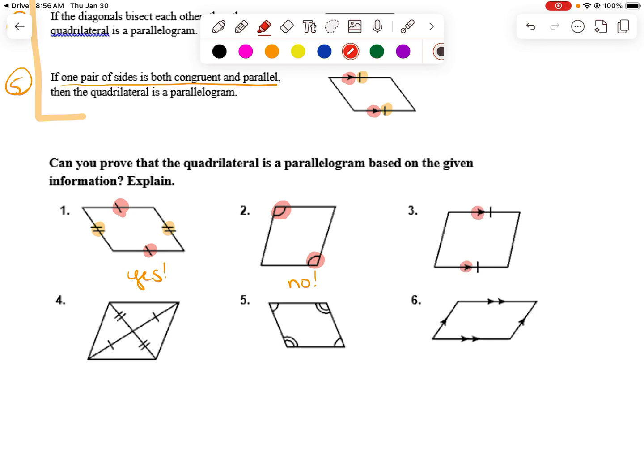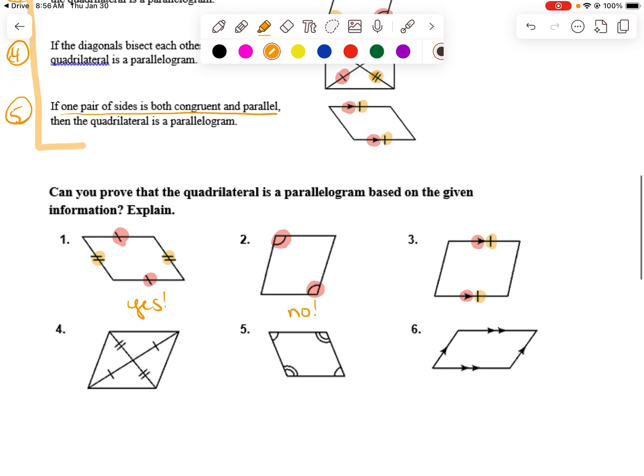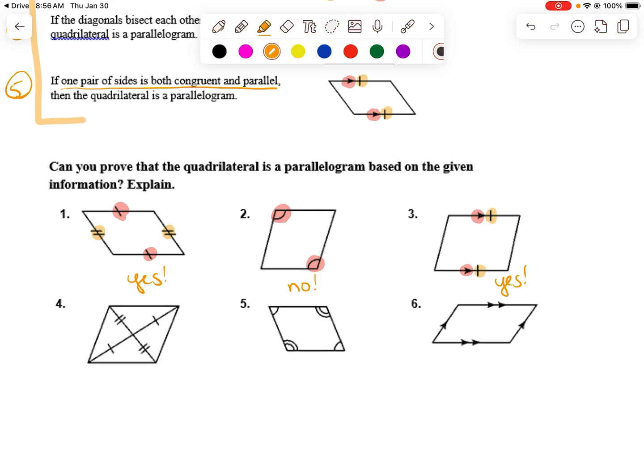Okay, for number 3, we know 2 things. We know that these lines are parallel. We also know that they're congruent. So if we look up here, that's exactly like this last way that we can prove a parallelogram. So yes, this is a parallelogram. For number 4, what do they tell us? We know that these 2 are congruent. We know that these 2 are congruent.